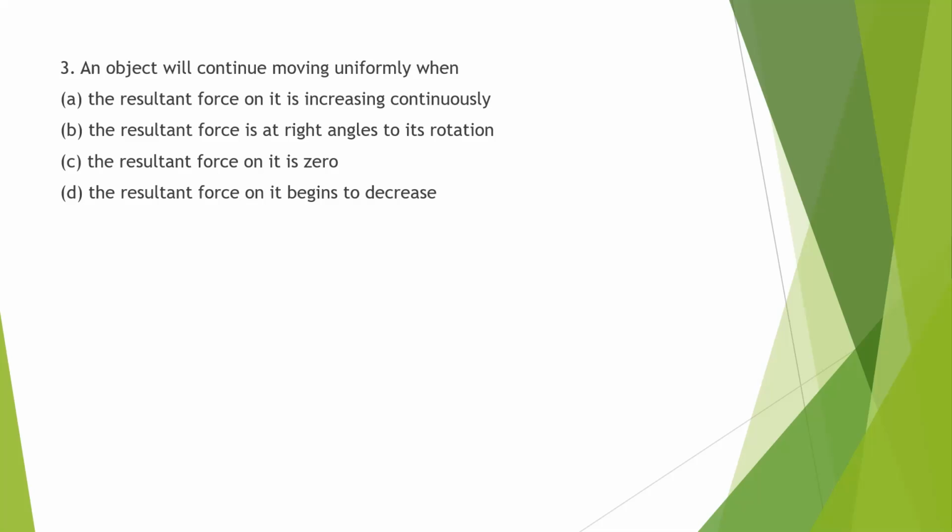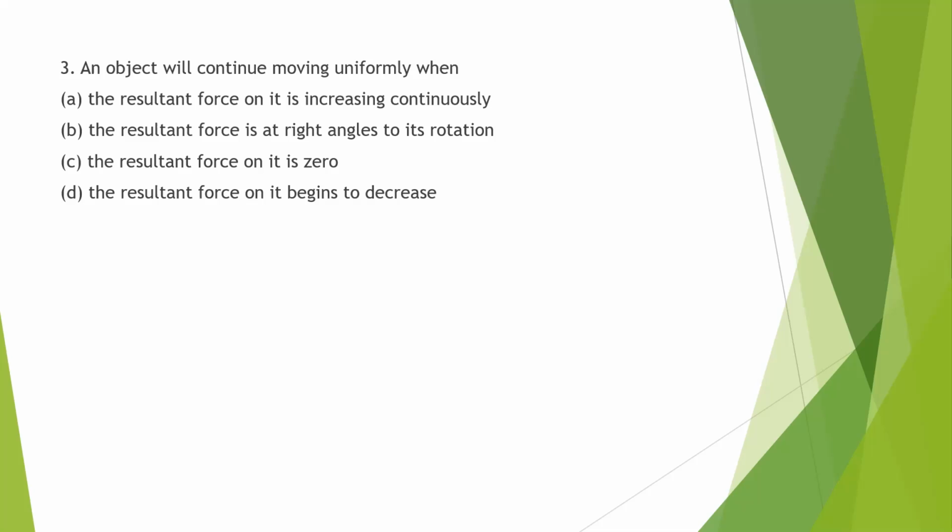The fourth option is the resultant force on it begins to decrease. So when the resultant force starts to decrease, what happens? The motion also decreases, and it will not be uniform, right? So here the correct option is option C.